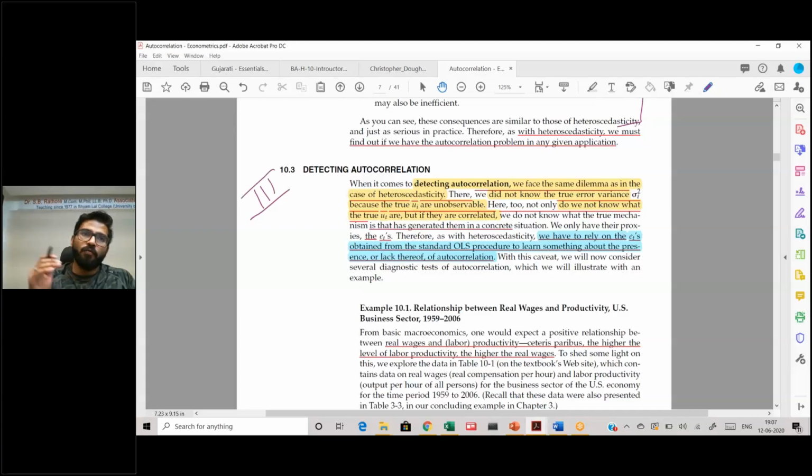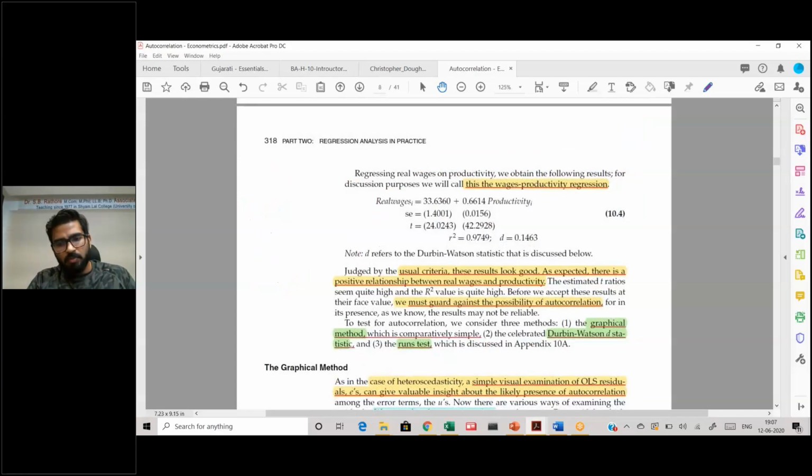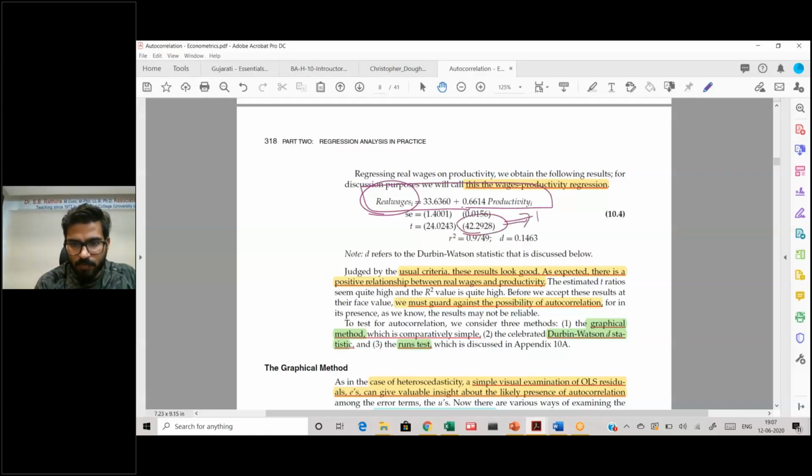As in case of heteroscedasticity, there are certain diagnostic tools. You really do not know whether your data suffers from autocorrelation or heteroscedasticity. So what you can do is estimate it through the analysis of your sample errors. This is how you do it. Suppose you have a regression whereby you have regressed your real wages on productivity. This is your normal regression. If you see, the t-value is very high. It's extremely high, 42. Remember, I told you if the t-value is more than 2, then you will be rejecting your null hypothesis. Here it's 42.